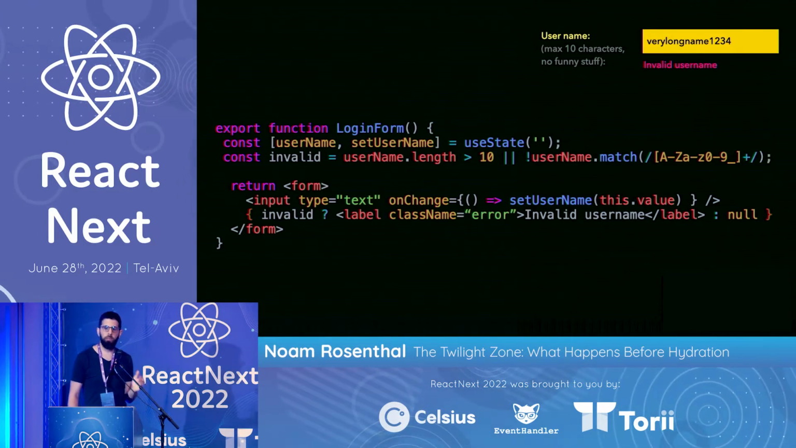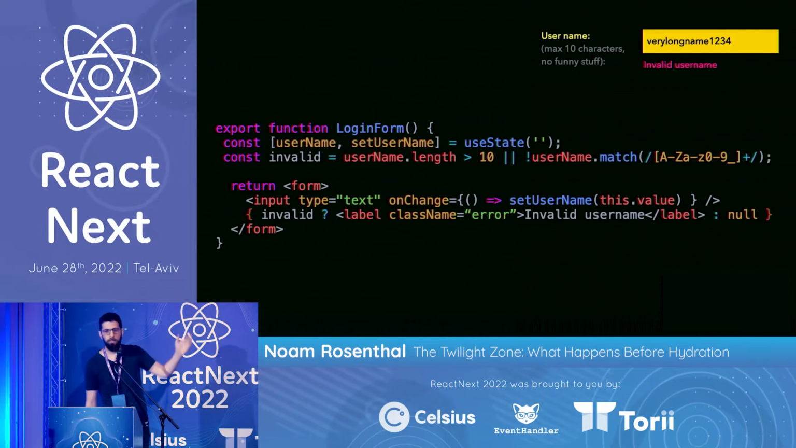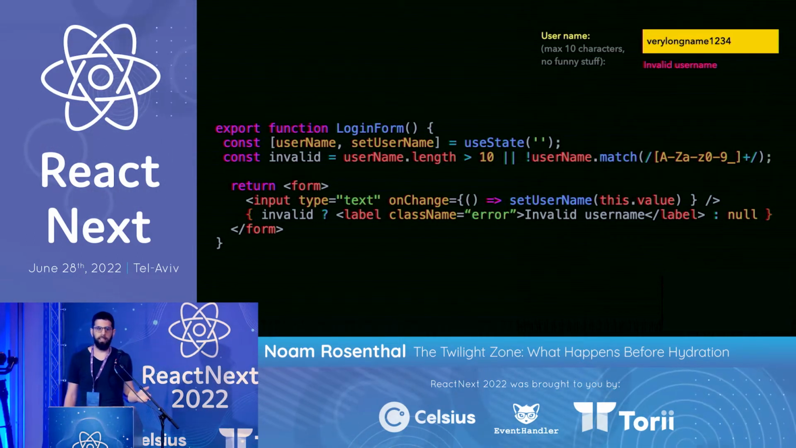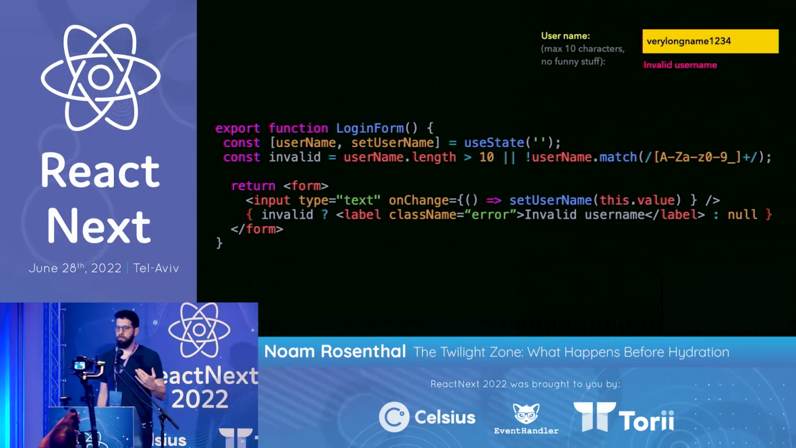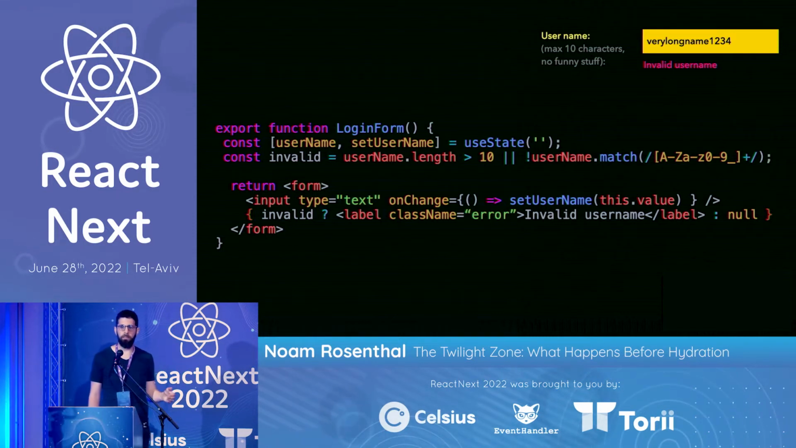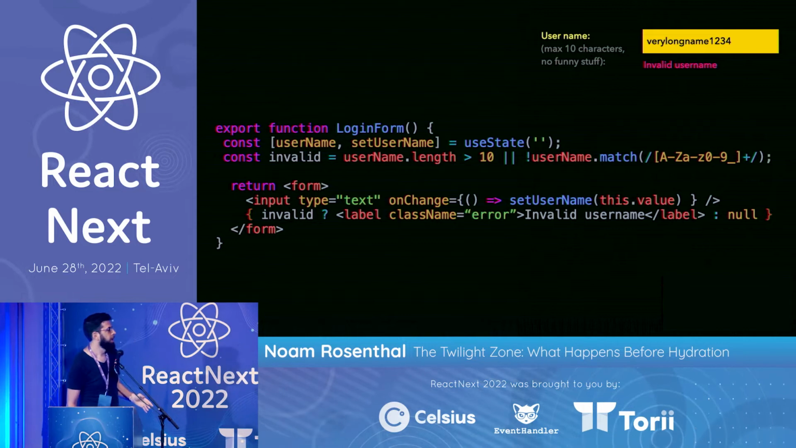This is what a React bootcamp would teach you to do. You have username, set username as some sort of use state. You have invalid that derives from that state. If you spent enough time in the bootcamps, they'll teach you to maybe do this with a use memo or something like that.